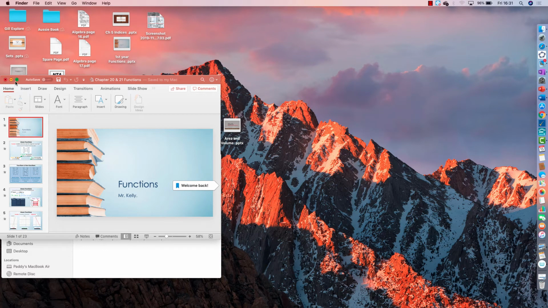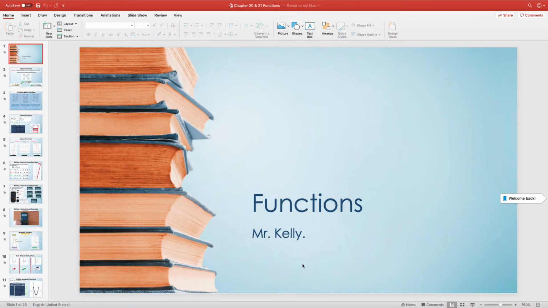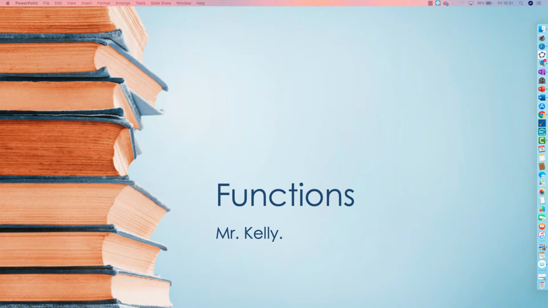So we're going to jump into functions. All right, so functions are very, very important. They appear in paper 1. So we're going to look at linear functions first of all, and then we are going to look at quadratic functions.